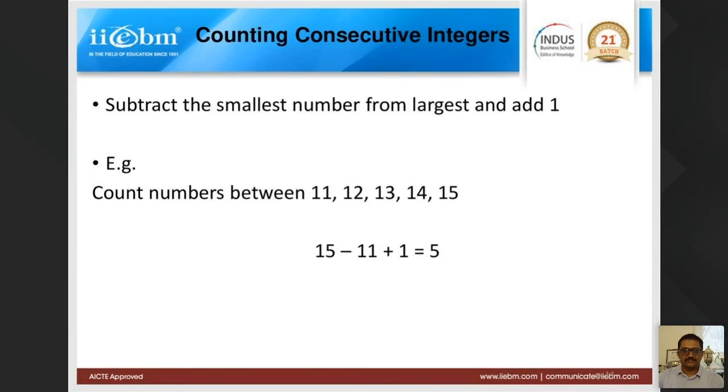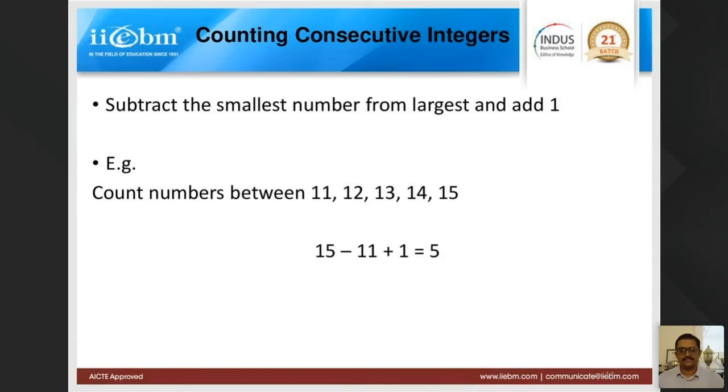Now, how to count the integers? If I say, how many numbers are there from 0 to 39? How many numbers are there between 0 and 999? How to calculate that? Or 0 to 659? Or let's say 11 to 759.